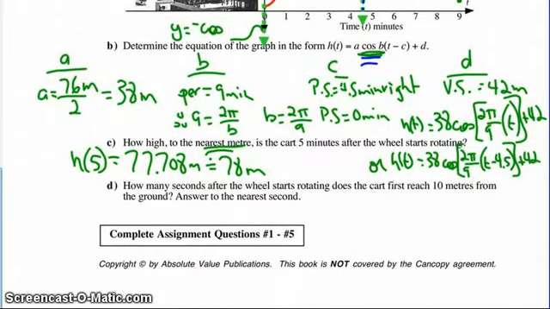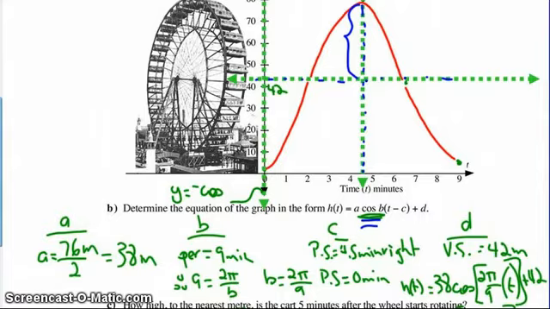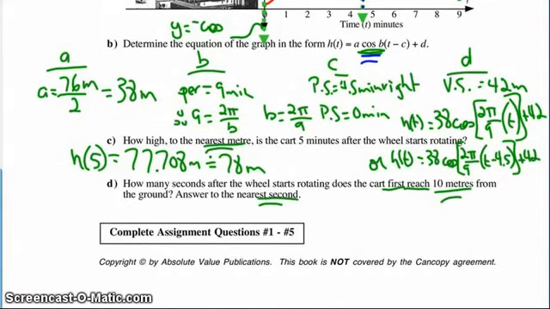How many seconds after the wheel starts rotating does the cart first reach a height of 10 meters, to the nearest second? The keywords there are first reach a height of 10 meters. If you look back at your chart to give you a rough idea of where that might happen, it's going to be less than a minute, right? So we need to look and see on our calculator. We can graph it, or we could solve the equation. For h at t to be 10, you could substitute in y equals 10 and see where it intersects.